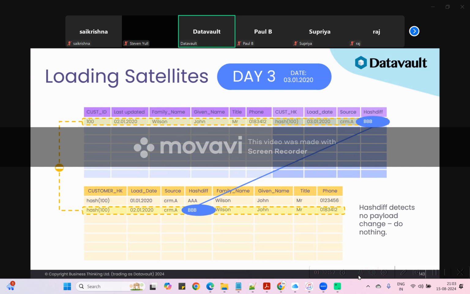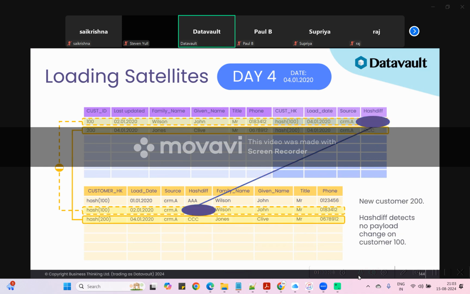Day three, no change, so the hash diff remains the same, and because there's been no change, we add no row to the satellite. Day four, now I'm told about two customers, so I have no change in customer 100, so no load, but a new customer has arrived, customer 200, so that's loaded into the target satellite.